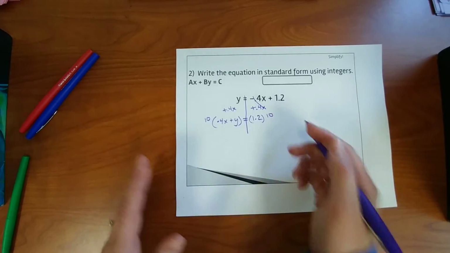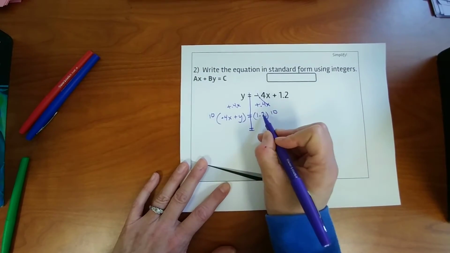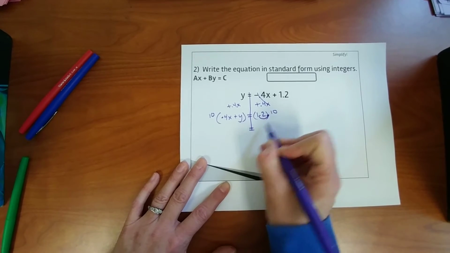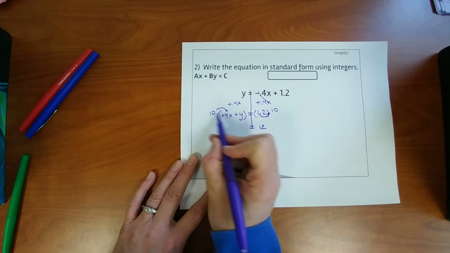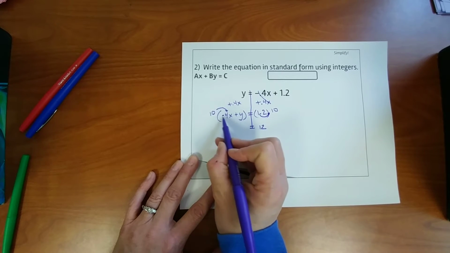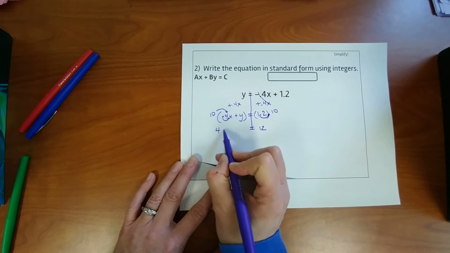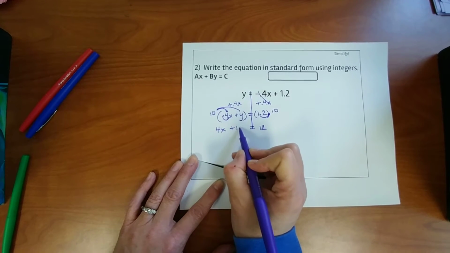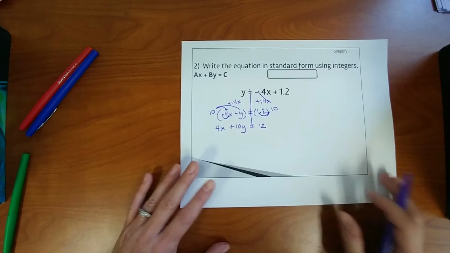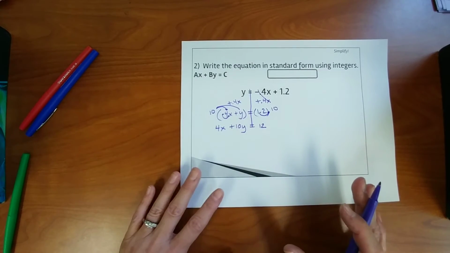Remember, whatever I do to one, I have to do to the other. So if I multiply a 1.2 by 10, it just moves the decimal point, making that a 12. And over here, if I multiply this first 0.4 by 10, it moves the decimal point 1 place to the right, giving me a 4. But I also have to multiply the y by 10, giving me positive 10y. Now, we're almost done. It's looking good.